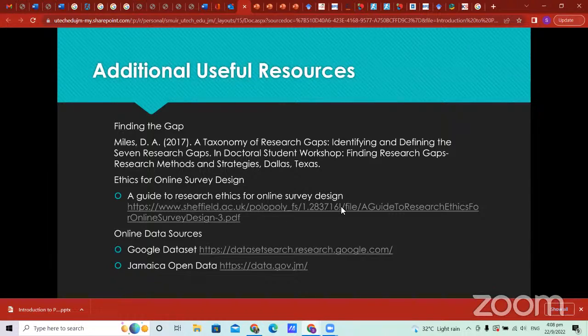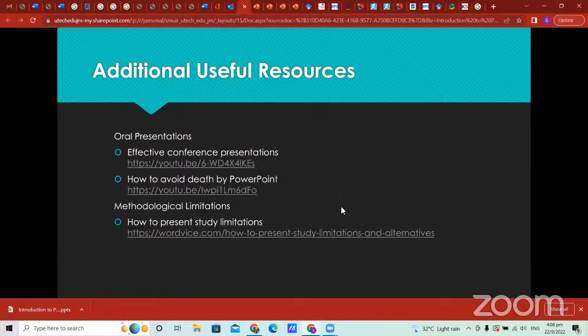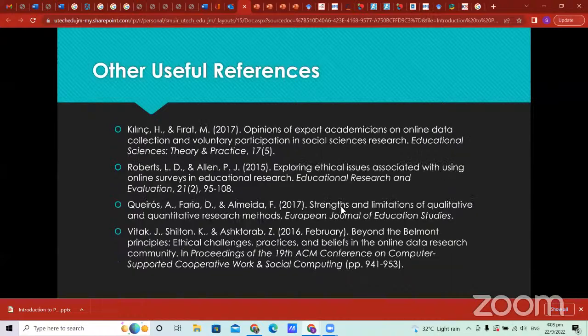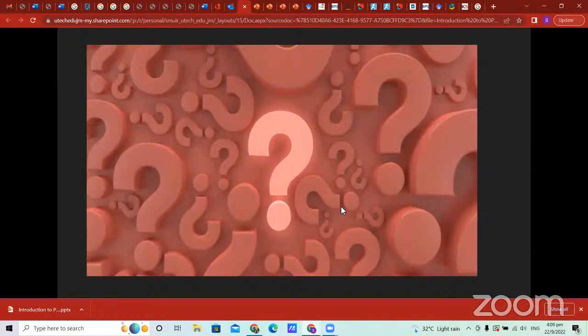The picture earlier was on Miles 2017. There is a reference there for ethics for online survey design, online data sources, etc. So how to do oral presentations, things about APA, etc. So there's a lot of stuff here that you could look at.